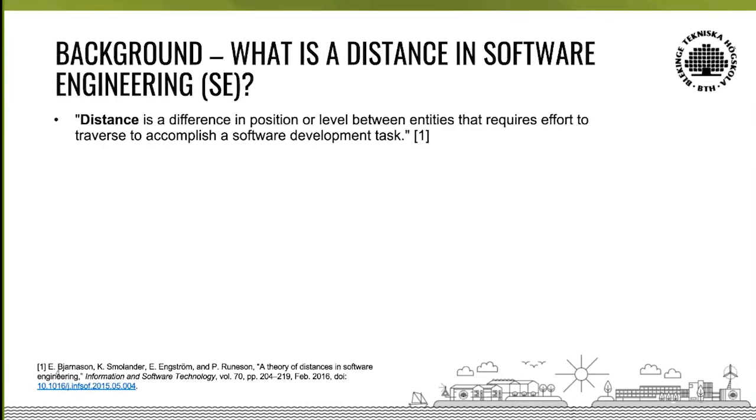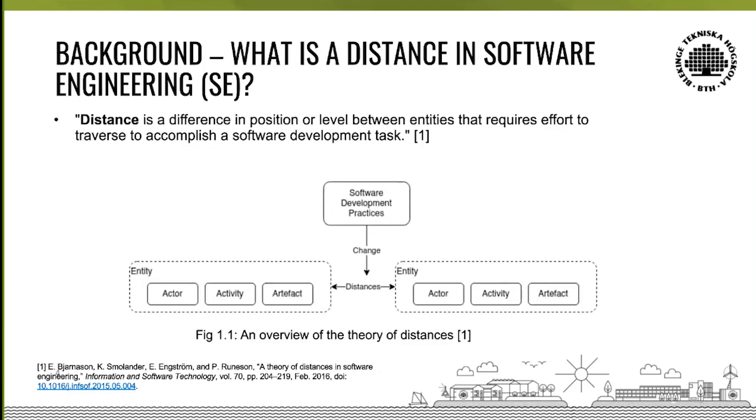Now, we start with what distance in software engineering is, and what I mean by it in my research. According to Pearson et al., distance is a difference in position or level between entities that requires effort to traverse to accomplish a software development task. Okay, then what does that mean? Well, there is a nice figure here that maybe makes it a bit more clear.